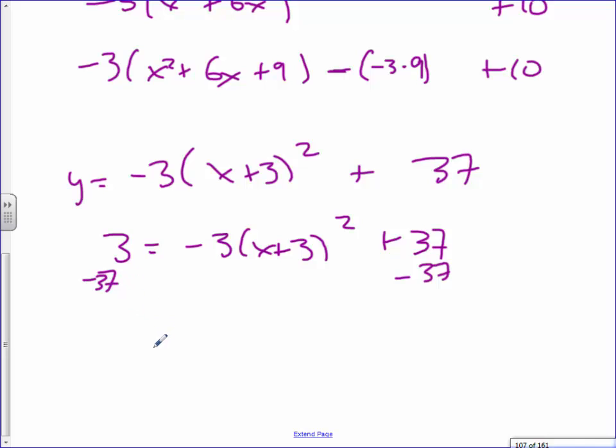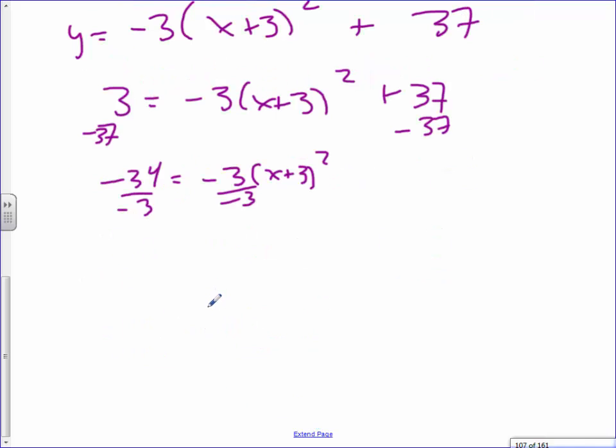3 minus 37 is going to be minus 34. It's going to give you a fraction. Just leave it as a fraction. 2 negatives divided by each other gives you a positive. So just leave it as 34 over 3.